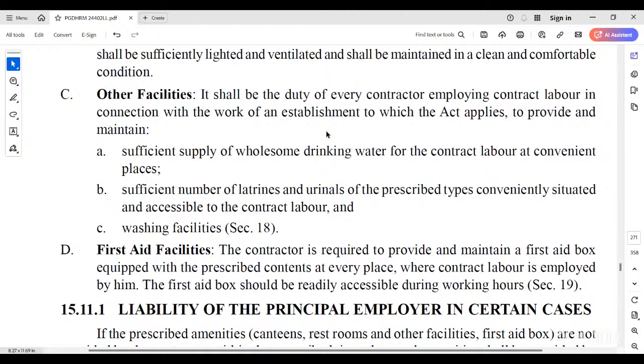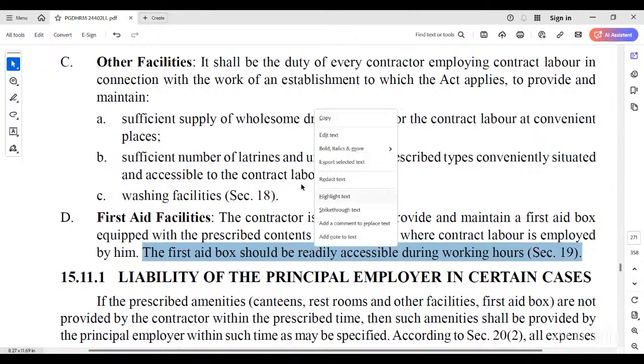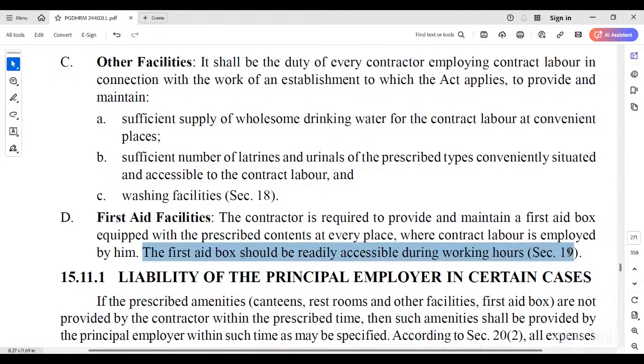So basic first aid facility needs to be provided for these contract laborers. The first one is canteen, second is restroom, then other facilities as well as first aid facility, which need to be provided for contract laborers by the principal employer. The first aid box should be readily accessible during working hours as per Section 19. So all establishments need to maintain a first aid box near the working area during working hours.